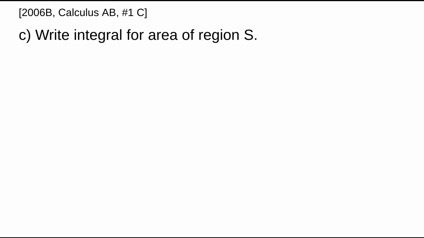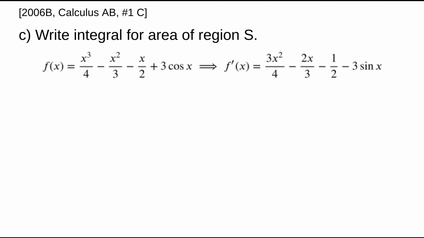In part C of this question, we are asked to write the integral for the area of region S. We do not have to evaluate it, but we do need to write it. And in order to do this, there's a couple of things we have to know. The boundary at the top of S is this tangent line, but no equation for that tangent line is provided. And we don't know where this tangent line ultimately intersects f again to give us our second bound of integration. So we have to figure that out.